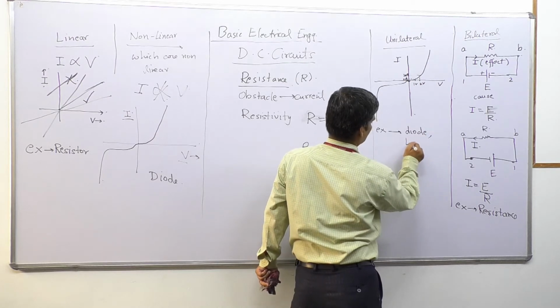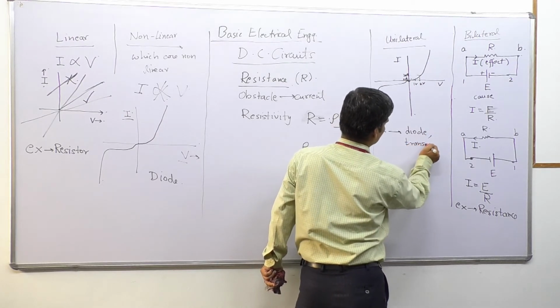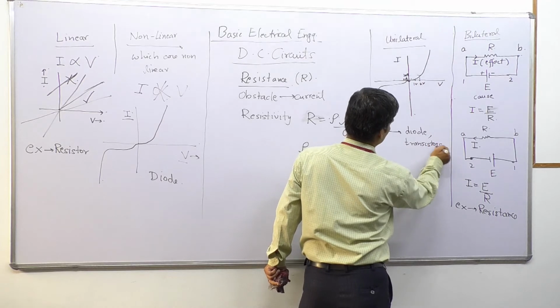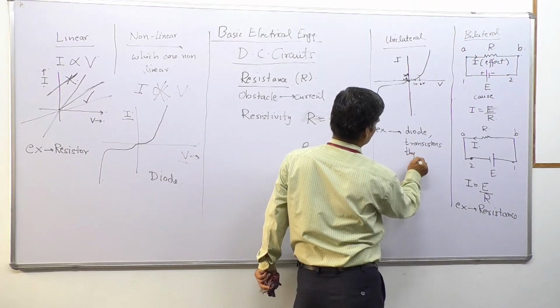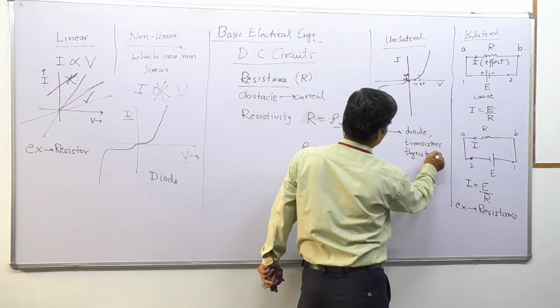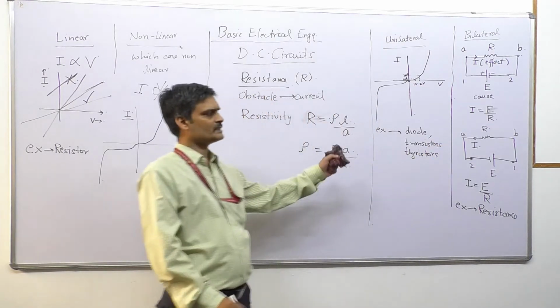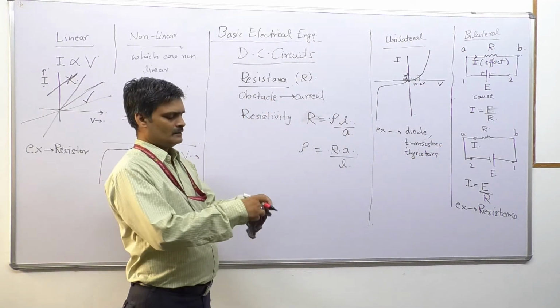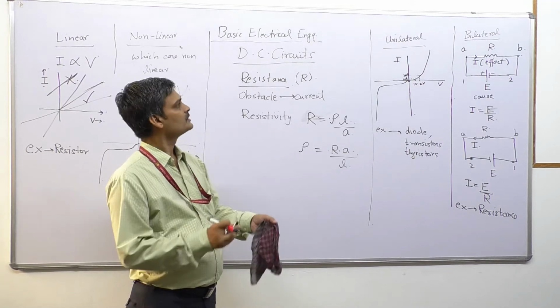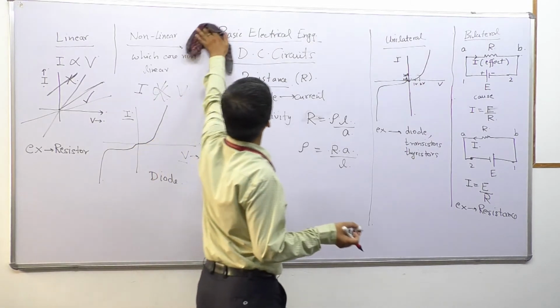Other examples are transistors and thyristors. These are all elements having the characteristics of a unilateral element.